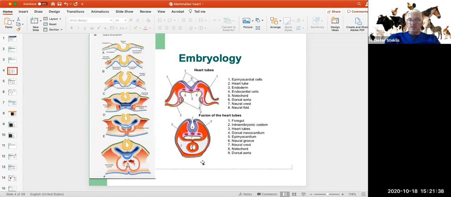Let's look in a little bit more detail at the actual development of the heart. And let's focus on the right side of this image. We have an earlier stage in the embryo at the top and a somewhat later stage at the bottom. In the top, what I want you to note is that, well, I should say, first of all, this is sort of a cross section through the embryo, as though you were cutting it in half.